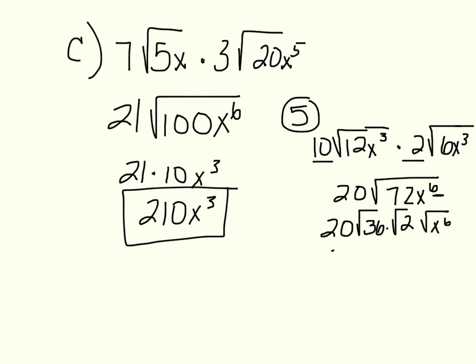Now let's simplify. 20 times 6 times the square root of 2 times x to the third. Everything that's not in the square root goes out front, and the square root stays at the end. So that would be 120 x to the third times the square root of 2.